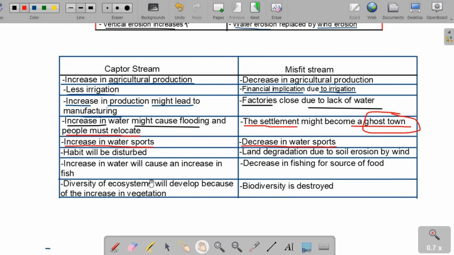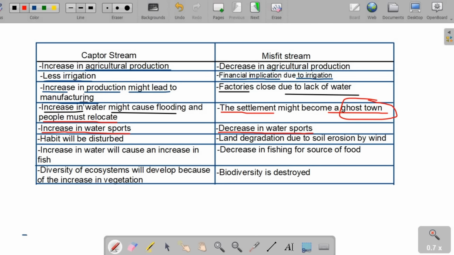This is a mixture of social, economic, physical, or environmental impacts. Okay, so for an example, increase in agricultural production, that could be a social impact, right? The less irrigation, that is a financial impact. And so that's social, that's financial. The increase in production leading to manufacturing, that is a social and economic, right? So increase in water flooding, that is a social. It could also be economic if you link it to the factories that will close due to flooding. Increase in water sports, social, economic.